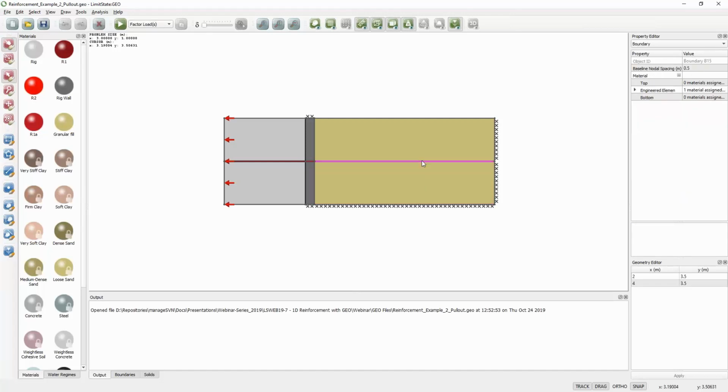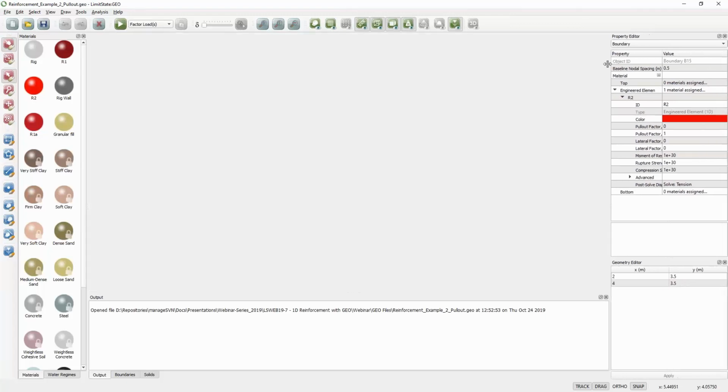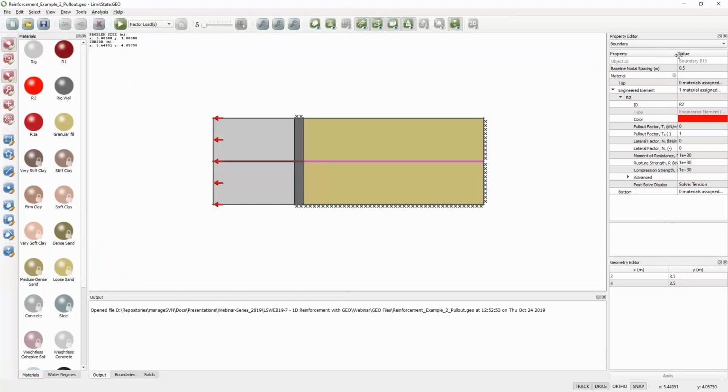If I click on that, now let's expand this detail a wee bit. This value of TC I've changed to 0, and I've set this value TQ equal to 1. So that's a value we just looked at on the previous slide. The TQ is multiplied by the average vertical stress acting on the reinforcement, and that gives us the overall resistance.